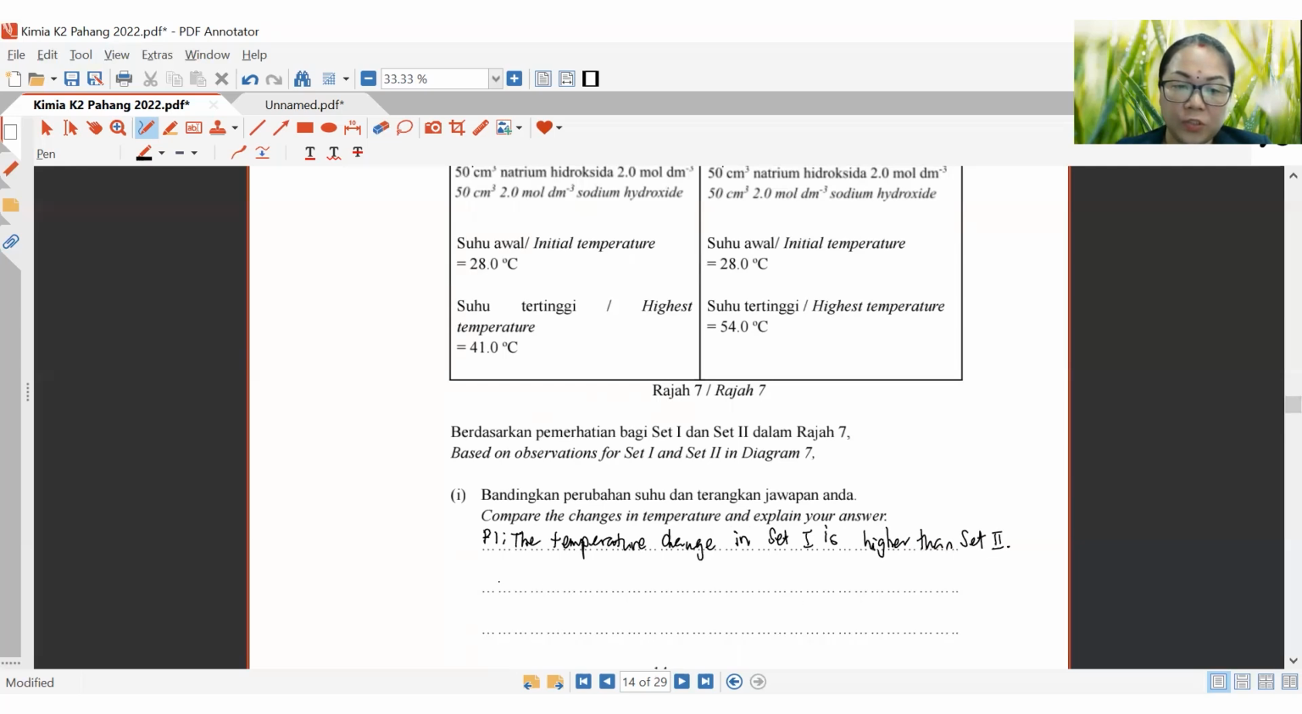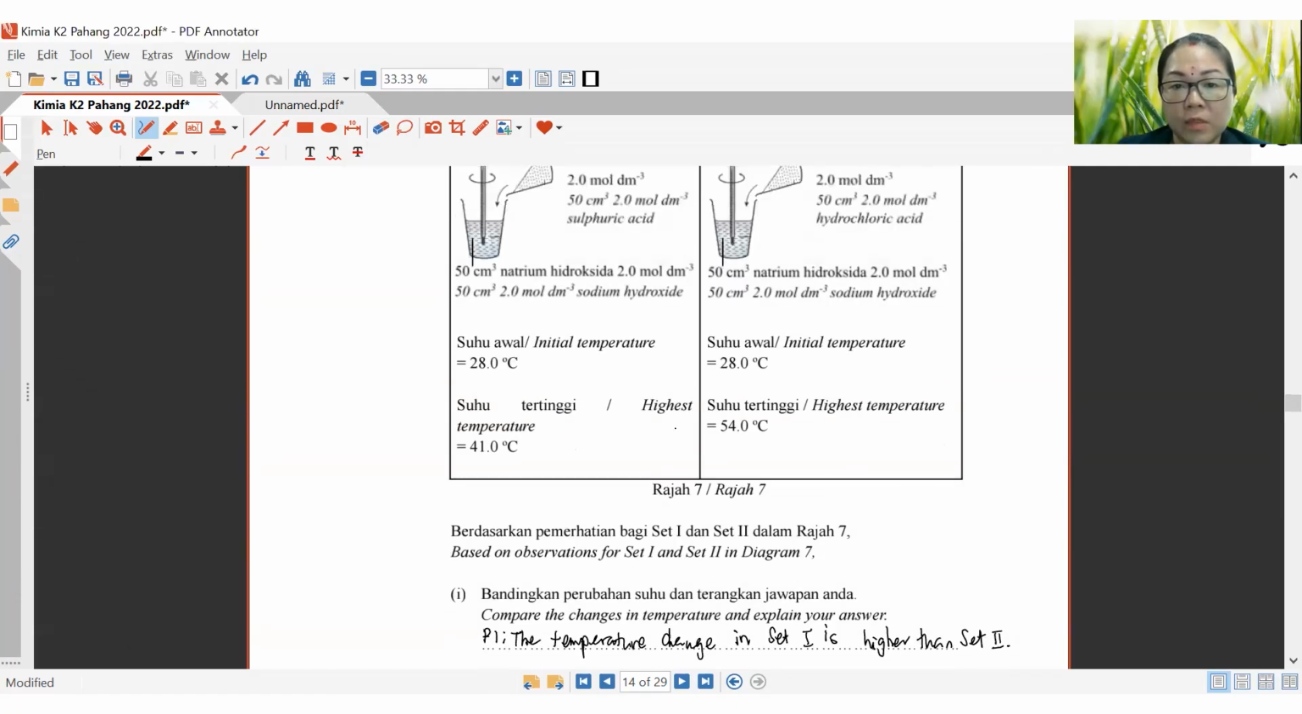Okay, then 4.2, we have to explain why we choose it that way. Okay, because sulfuric acid is due to the fact that, oh, okay, there's a mistake here, an errata actually. The temperature is the other way around. Okay, an errata here actually. So for sulfuric acid, it has the highest temperature, it was 54, and for this one it will be 41.